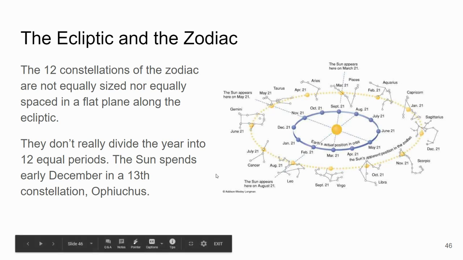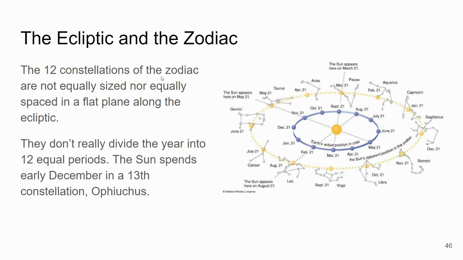So, much to the dismay of the astrologers, the constellations of the zodiac are randomly placed, basically. Well, all the constellations are randomly placed, but the 12 that are in the zodiac are not equally sized and they're not very equally spaced. So they don't divide the year up into 12 equal periods. And in fact, the sun spends part of each year in this other constellation that none of the astrologers like, Ophiuchus, which is the snake charmer. And it's actually cooler than most of the other ones. But I'm going to tell you that none of it means anything.